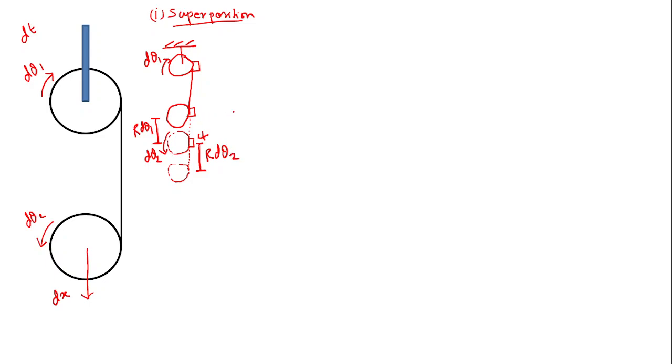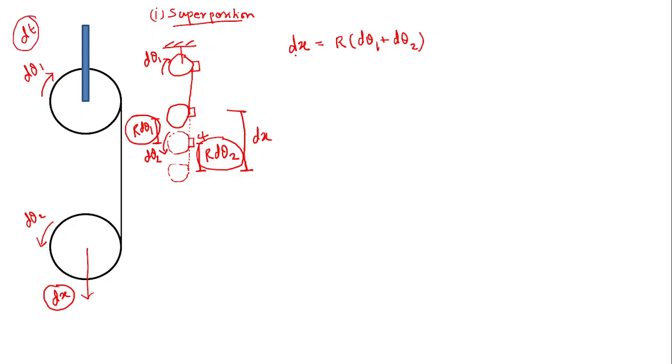And that means what total distance has it traveled? If it is dx, as we said here, then dx is simply the sum of r d theta 1 plus r d theta 2. Very simple. That means we can easily say dx is nothing but r times (d theta 1 plus d theta 2). And in what time is all this activity occurring? In time dt. So simply divide it by dt.